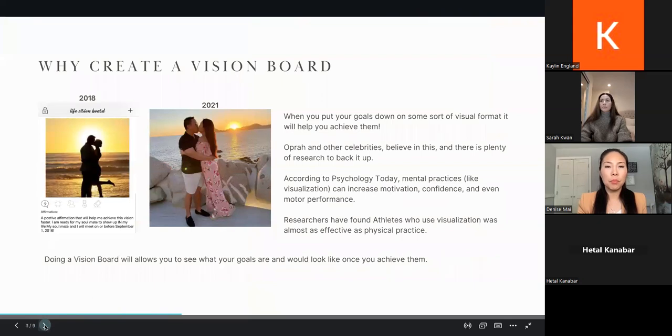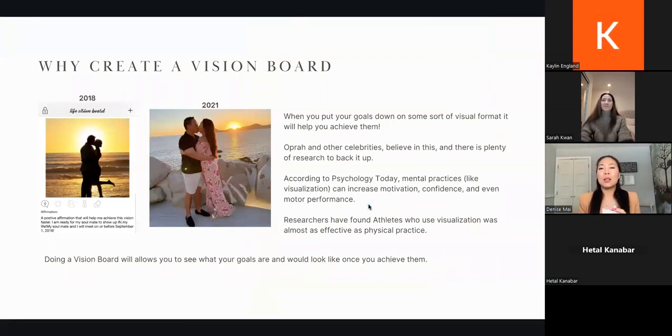Let's see here. Why create a vision board? When you put your goals down in some sort of visual format, it really helps you achieve them. Okay, I'm going to give you an example. I shared some personal photos with you guys because I'm a big believer in vision boards and manifestation. I've used this in my life, and honestly, I can tell each and every one of you that everything I've created in my life, I've manifested. And I've been such a powerful manifester since I was a young child.